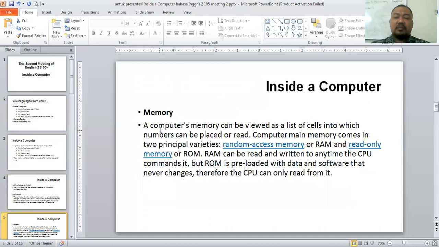And memory. A computer's memory can be viewed as a list of cells into which number can be placed or read. Computer main memory comes in two principal varieties: random access memory or RAM and read-only memory or ROM. RAM can be read and written to any time the CPU commands it, but ROM is preloaded with data and software that never change. Therefore, the CPU can only read from it.